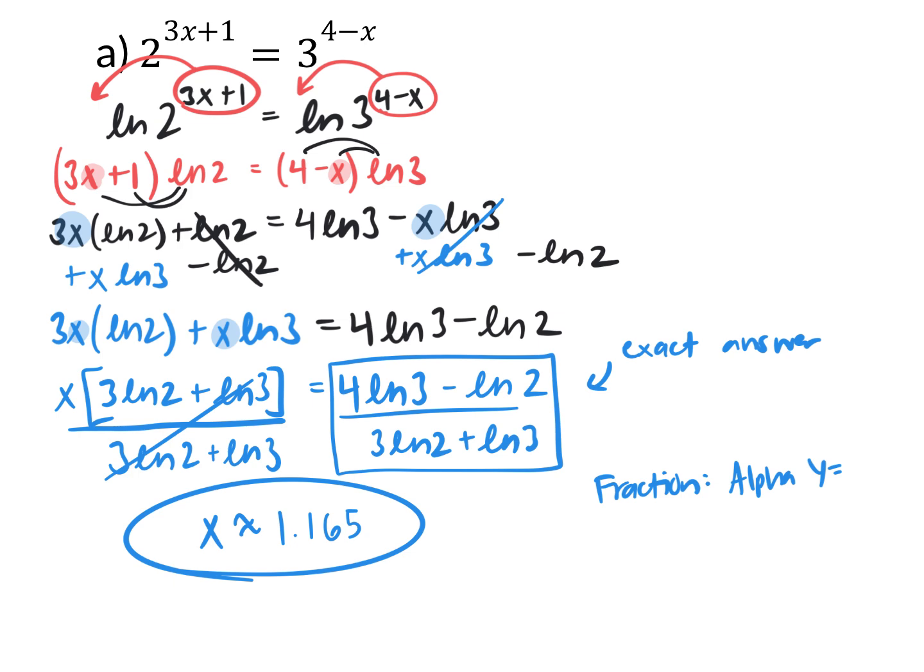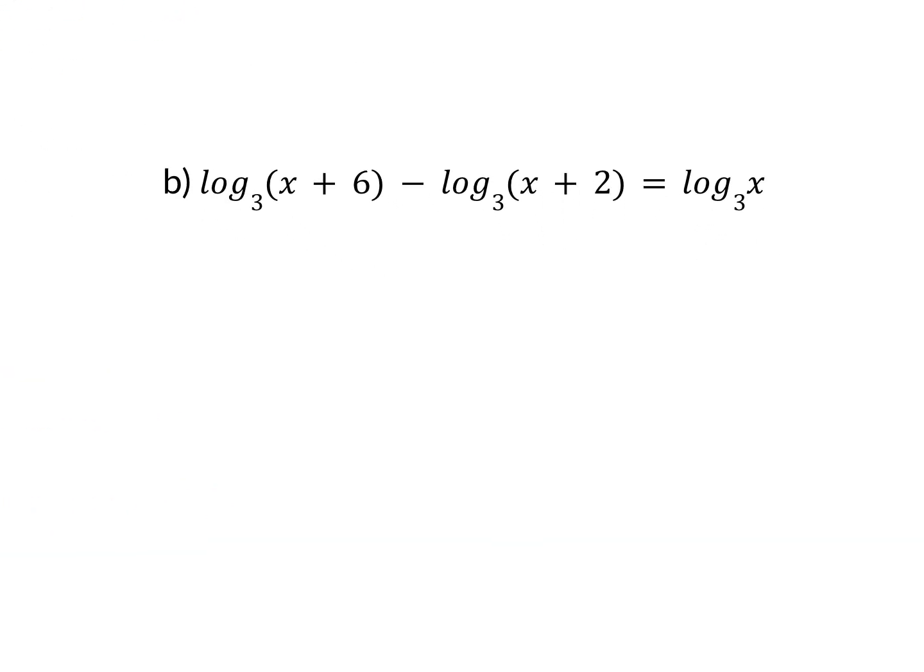All right, let's look at letter B here. Letter B, I've got log base 3 of x plus 6 minus log base 3 of x plus 2 is equal to log base 3 of x. Okay. Well, I need to rewrite this as one log so that way I can go ahead and do some simplifying here. So when I'm subtracting, that's the same thing as dividing. So I've got log base 3 of x plus 6 divided by x plus 2. And that equals log base 3 of x.